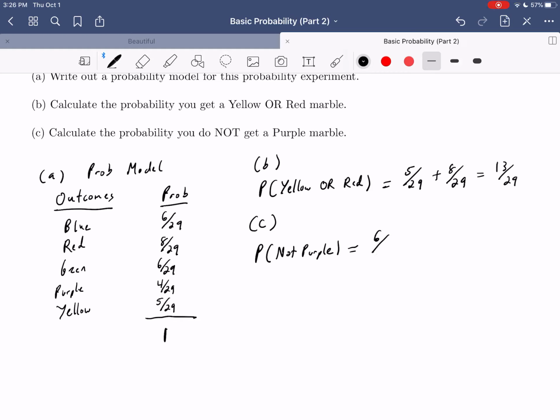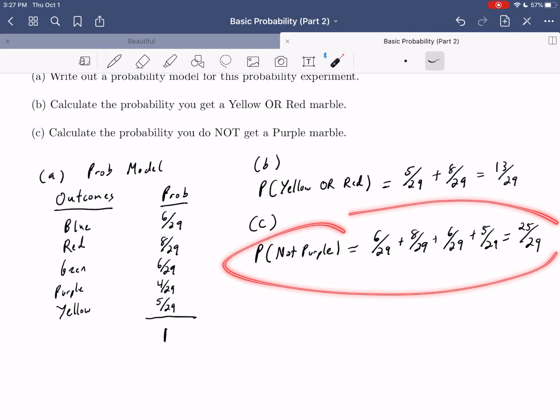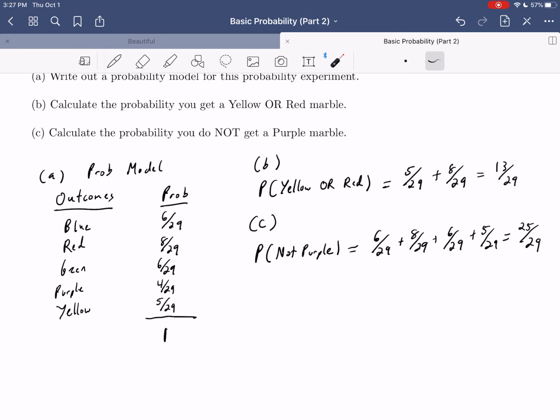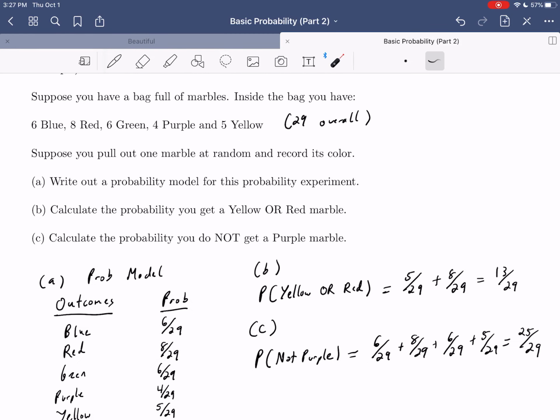So we can say 6 out of 29 that it's blue, 8 out of 29 that it's red, 6 out of 29 that it's green, and 5 out of 29 that it's yellow. That avoids the purple. Adding those together, we get 25 out of 29. So the probability that it's not purple is 25 out of 29. Of course, we could just do that from back here. If we say, okay, get rid of the purple ones, then we've got 6, 8, 6 again, so that's 20 overall, plus those 5, that's 25. Yep, 25 out of 29.